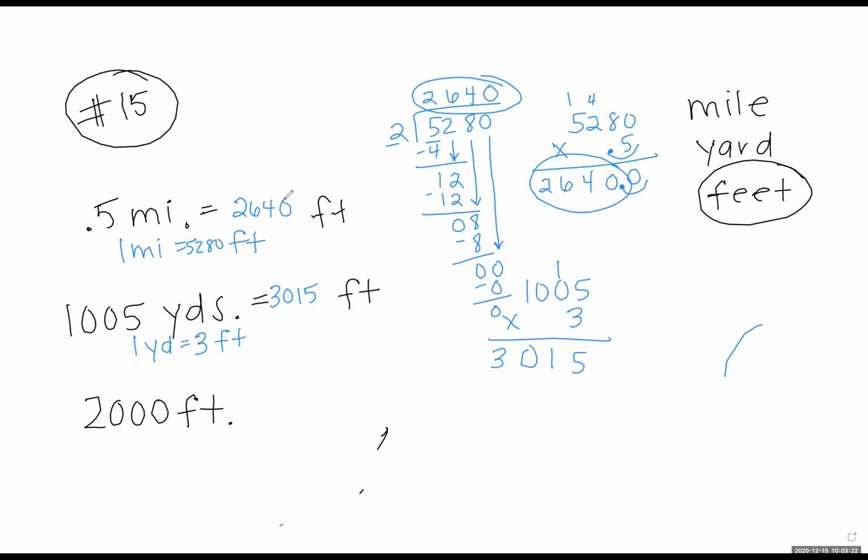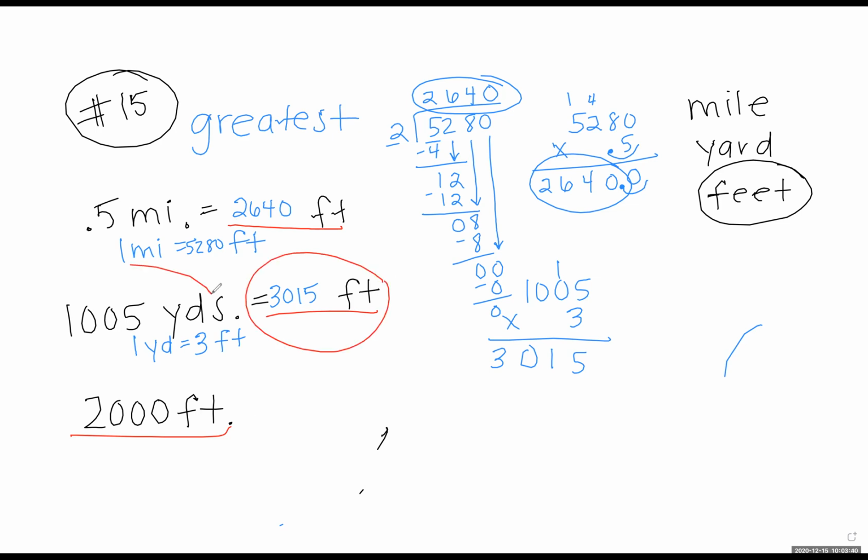But we are not finished yet because it asked which is greatest. So let's compare our feet. So is 2,640 feet, 3,015 feet, or 2,000 feet greatest? That would be the 3,015 feet, which is the 1,005 yards. So many of you have asked me, okay, well, what do I do on that? So you would say 1,005 yards is greatest. And then when it says explain, just doing your conversions is explanation enough.